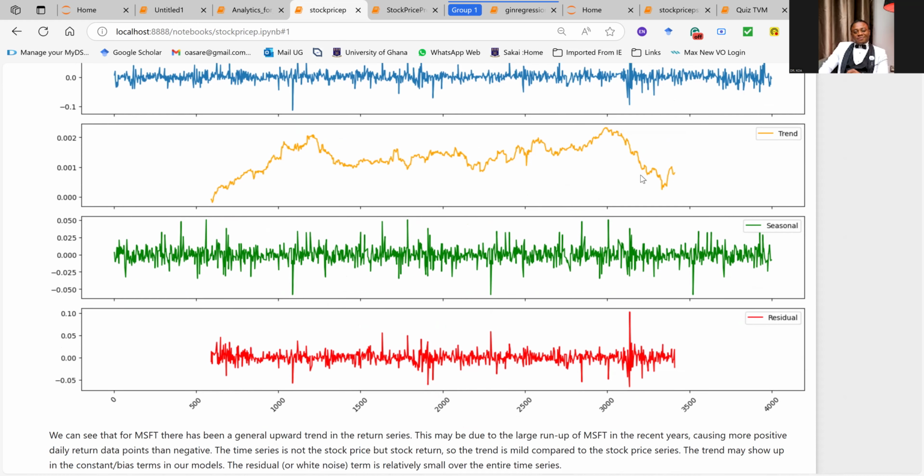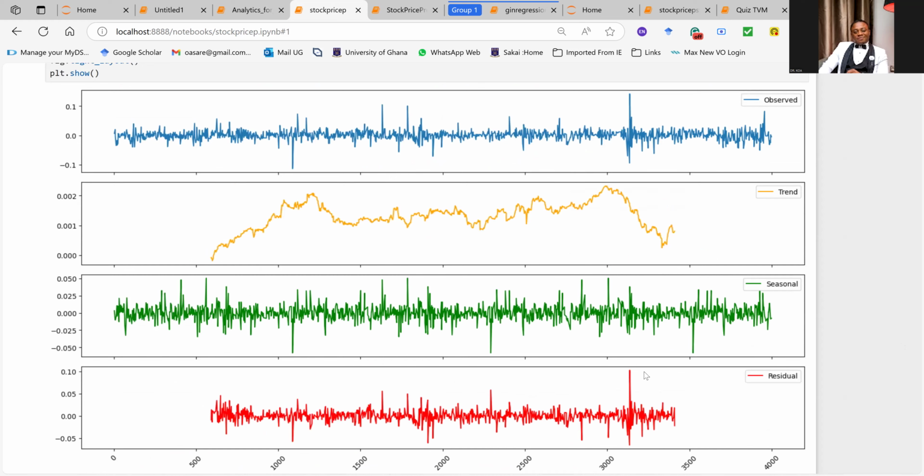So when you look at the components of a time series, that is what it shows. In this very example, the trend may show up in the bias terms. And when we go and run the model, you will see these things. The residual, by the way, depicts the white noise or the errors that will happen between the trend and the seasonality. But if you check the residual here carefully, it is looking like that of the observed.